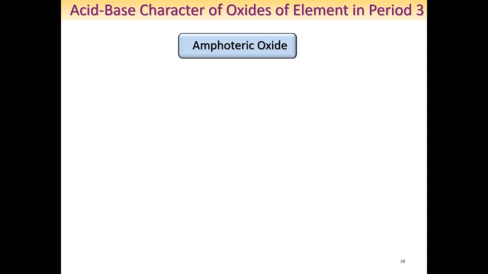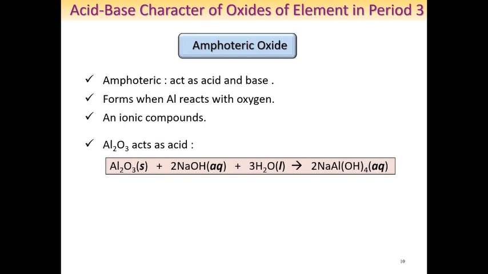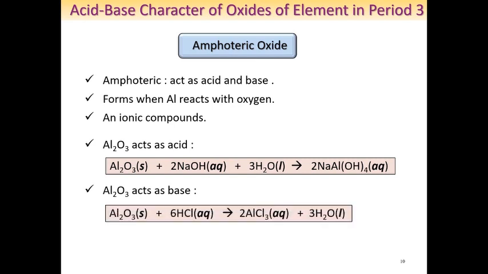Next, for amphoteric oxide. Amphoteric oxide can act as acid and base. Amphoteric oxide forms when aluminium reacts with oxygen. Aluminum oxide is insoluble in water. To show the aluminum oxide as acid, we can use the equation: aluminum oxide reacts with sodium hydroxide to produce sodium aluminium salt. Okay, for the aluminum oxide acting as a base, we can use the reaction: aluminum oxide reacts with hydrochloric acid to produce aluminium trichloride and water.